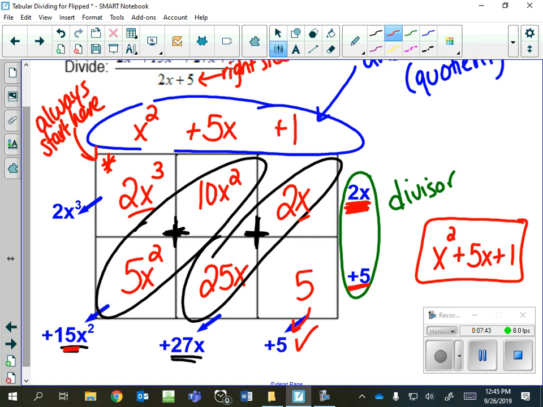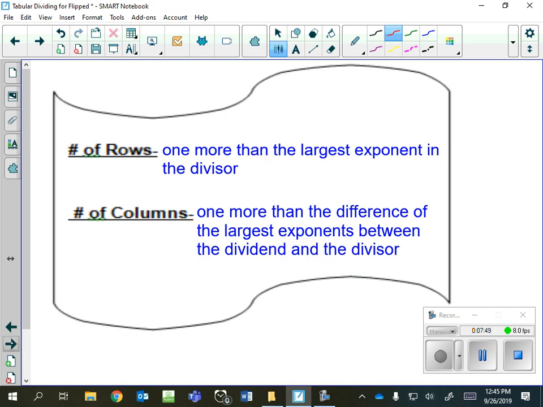If you need to, pause, rewind, and go at your own pace. The number of rows and the number of columns, you're going to have to learn how to set it up, because I set this one up for you and I'm going to set the next one up, but then you're going to have to learn. So the divisor is always going to determine your rows. One more than the largest exponent in the divisor will give you your rows. The columns is one more than the difference of the largest exponents between the top and the bottom, or the dividend and the divisor. This is my numerator and my divisor is my denominator.